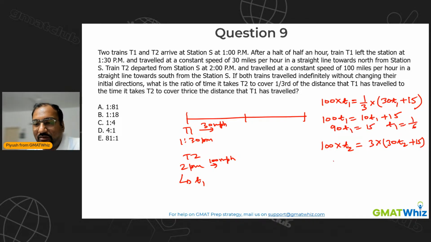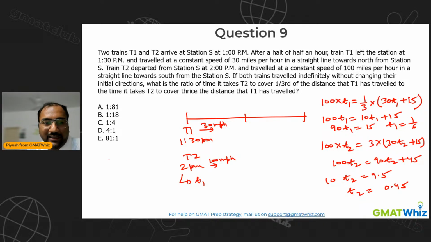From the second, I get 100 T2 is equal to 90 T2 plus 45. So 10 times T2 is 4.5 and T2 is 0.45, basically. I need to find the ratio of T1 by T2, which is 1/6 divided by 0.45. If you do the math, you'll get 1:81 as your answer.